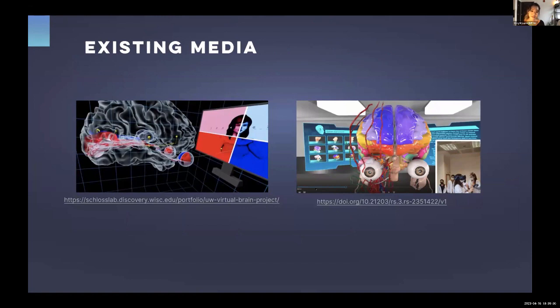So on the left is a tool that's very similar to what I'm developing now. It's developed by the University of Wisconsin. And what I liked about this tool was that it's very straightforward. As you can see, it's not too distracting, but the brain was a bit inaccurate and it didn't represent the true color of the brain.